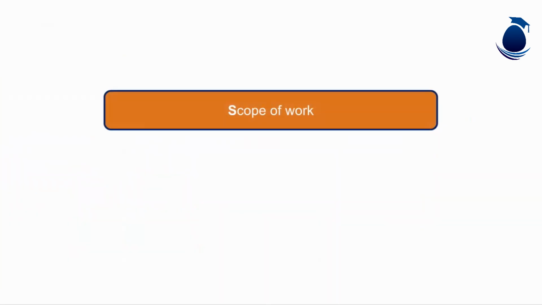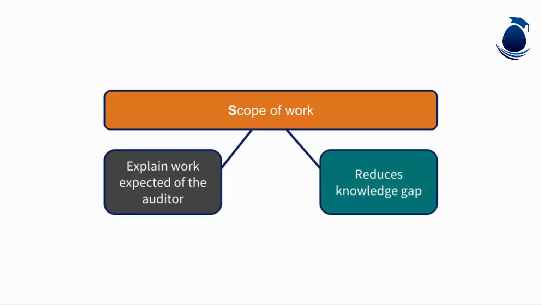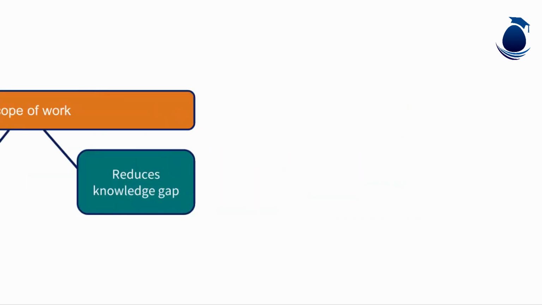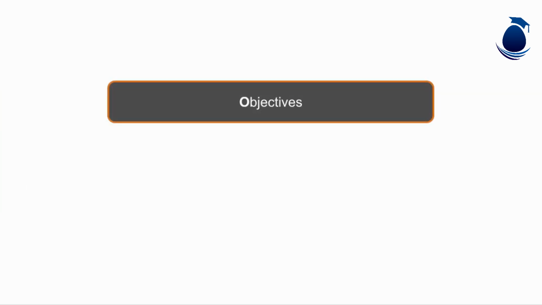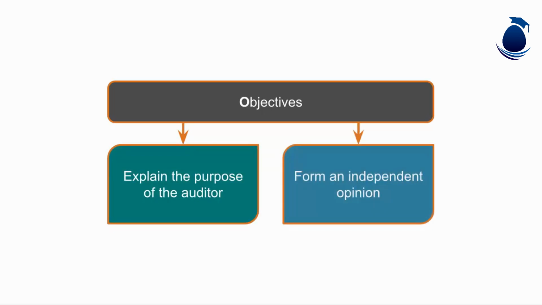The S is for scope of work. The engagement letter should explain the type of work that will be carried out by the auditor, so the client is aware of what to expect. The O is for objectives. It should explain the purpose of an audit, which is to form an independent opinion on the financial statements, and report on whether they are true and fair and properly prepared.